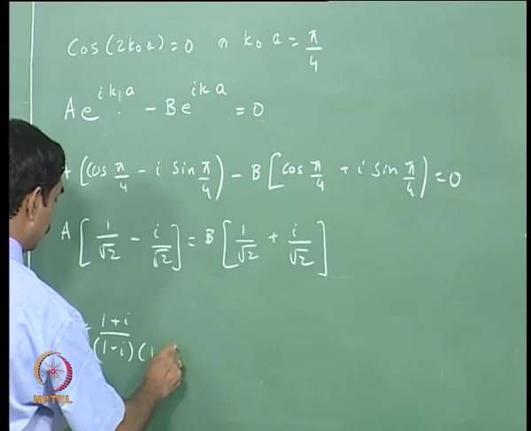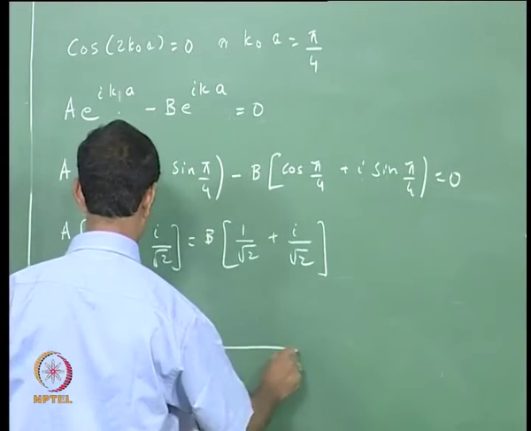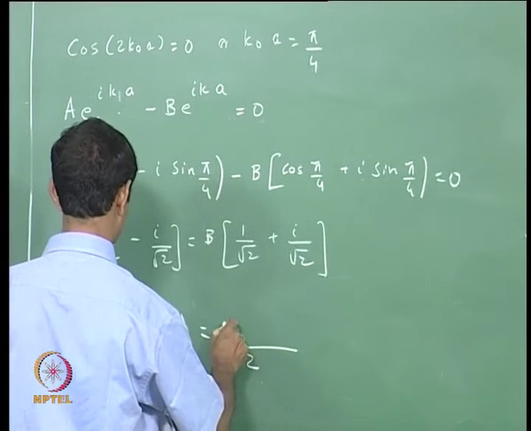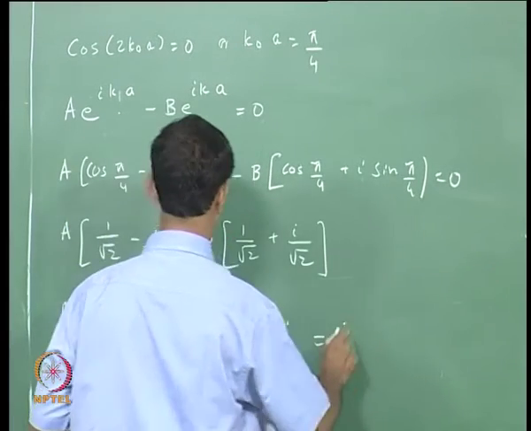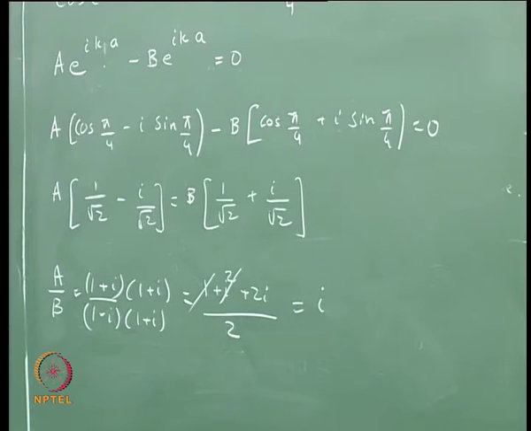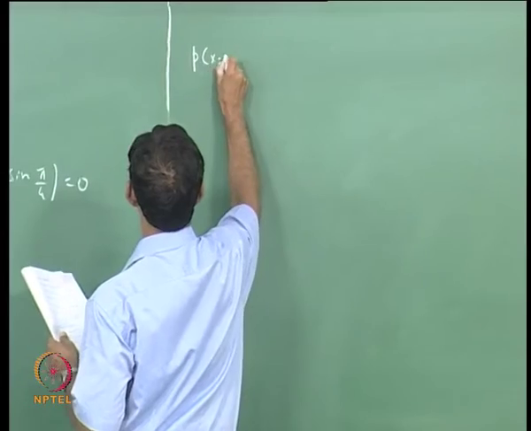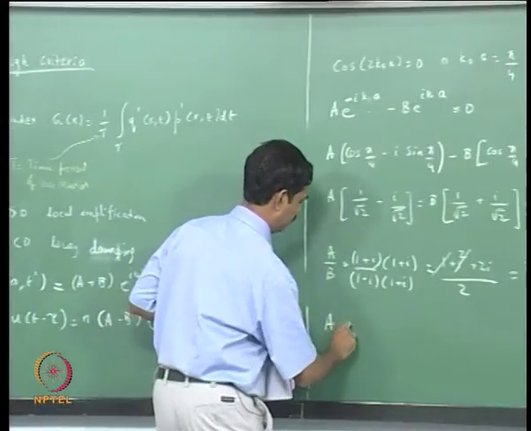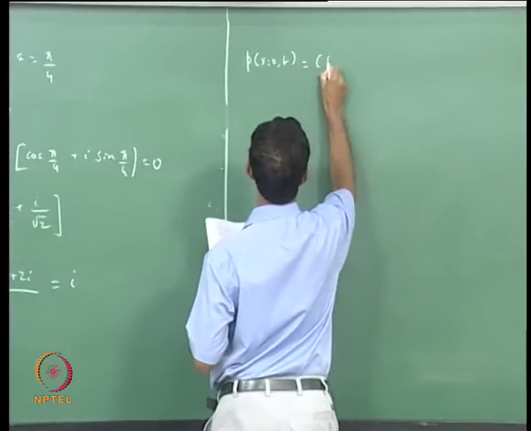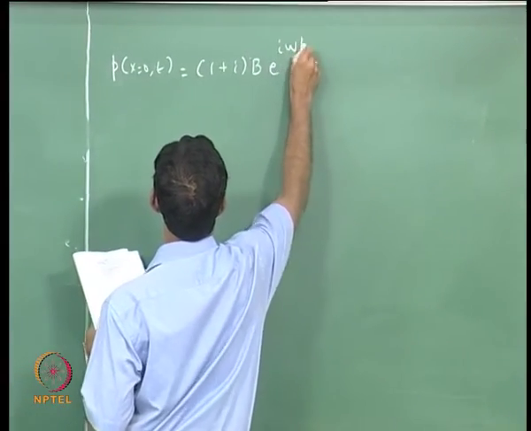If I multiply top and bottom by 1 plus I, the bottom will be 2, and the top will be 1 plus I squared, which is 2I, so I get I. So A equals B I. So we can see P at x equal to 0 comma t, where we substitute A as B I, so you will get 1 plus I times B e power I omega t.